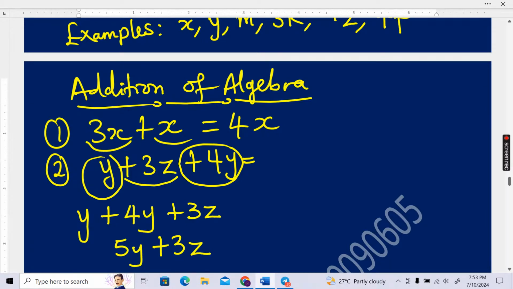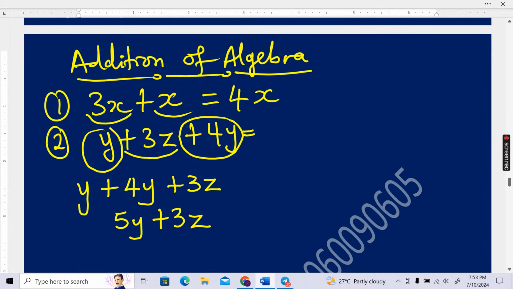So like I said, you can only add like terms. 5y plus 3z cannot be added because they are not like terms. So we cannot add 5y and 3z together. So it means this is our answer. The answer to number 2 is 5y plus 3z.